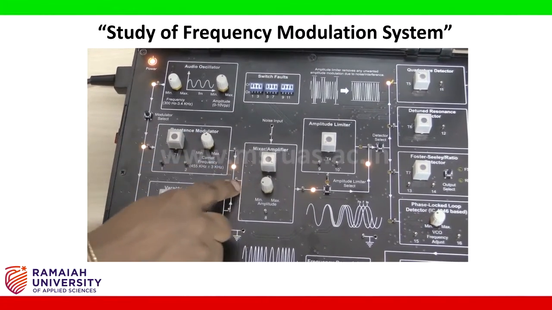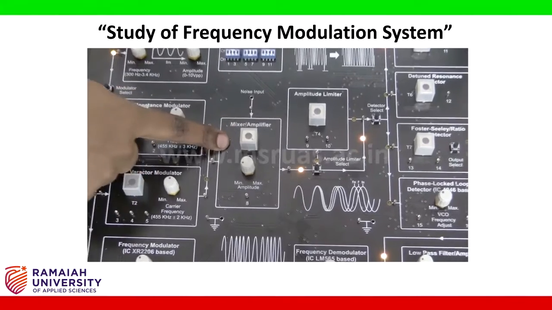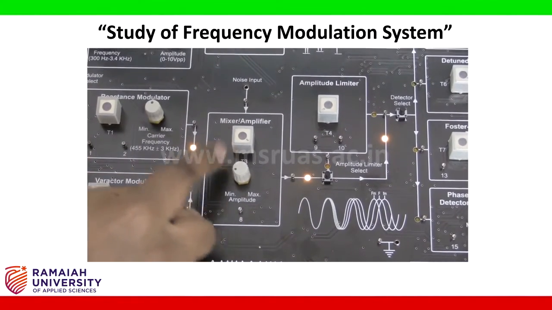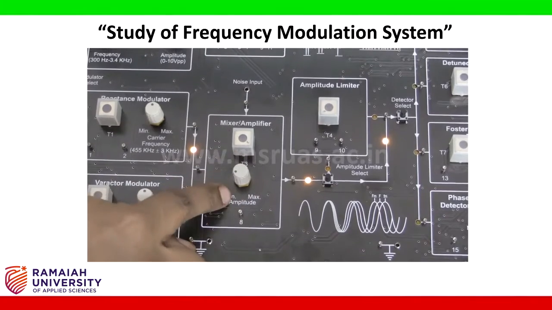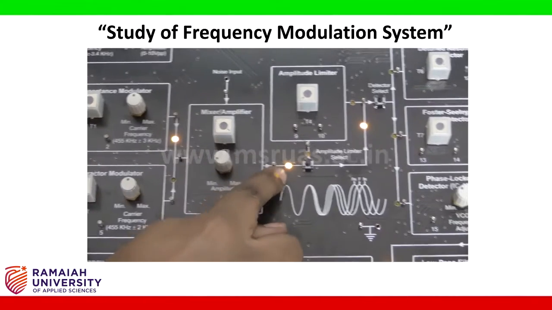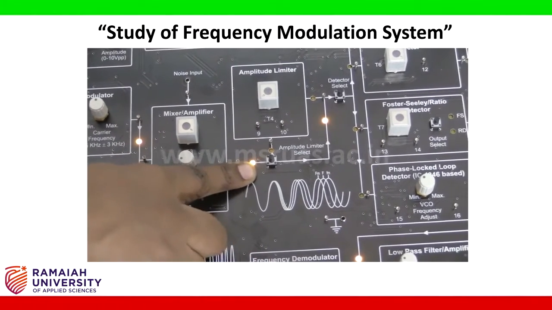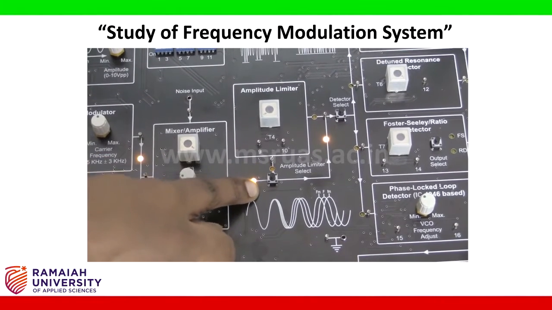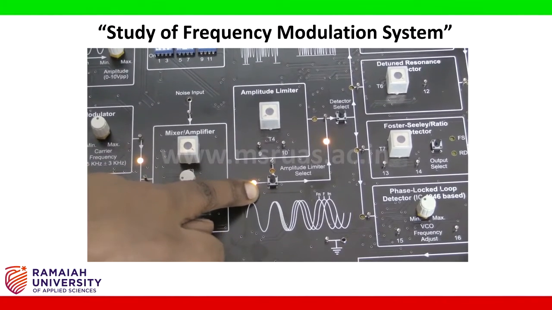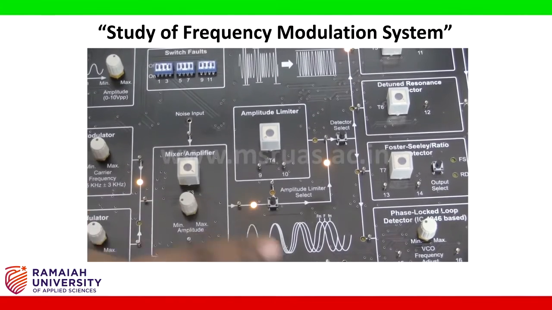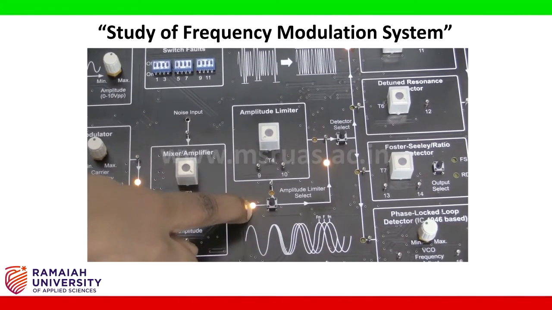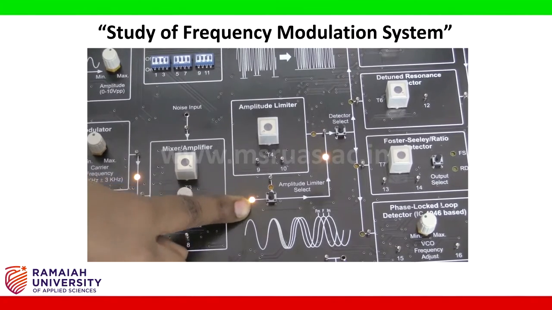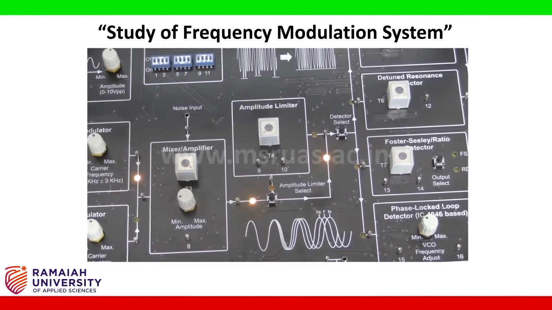The output of the reactance modulator is going through this track and is getting connected to a mixer and amplifier stage. The amplitude gain can be adjusted using this knob. The output of the mixer amplifier stage is available here. In FM modulation, we need to limit the amplitude because the message is encoded in the form of frequency but not in the form of amplitude. So even if amplitude is reduced, it doesn't create a loss in information.